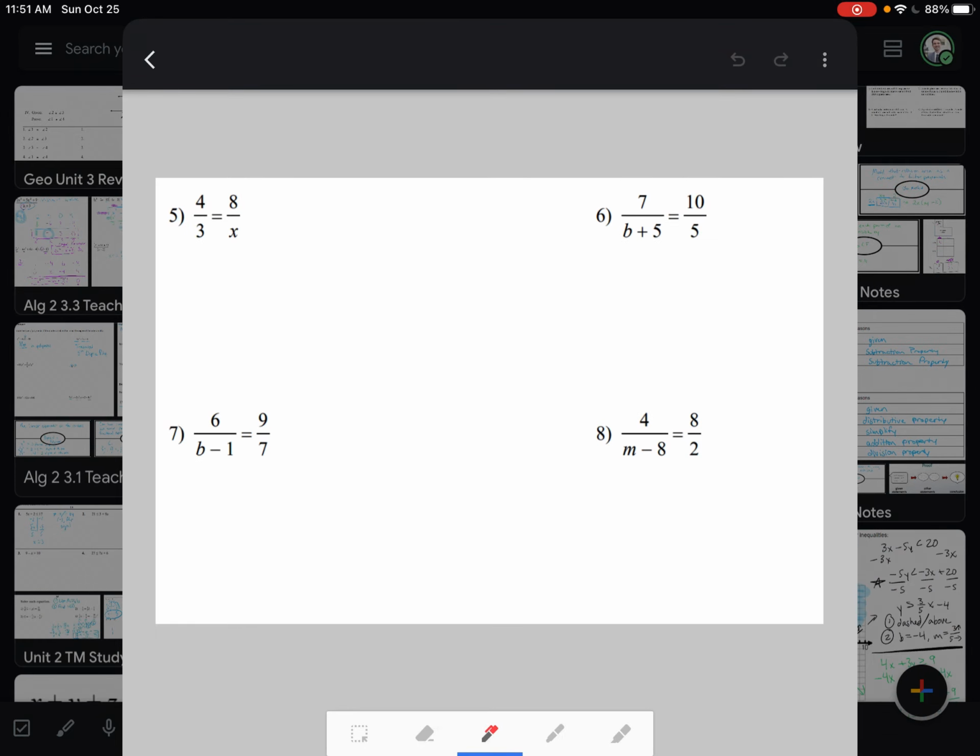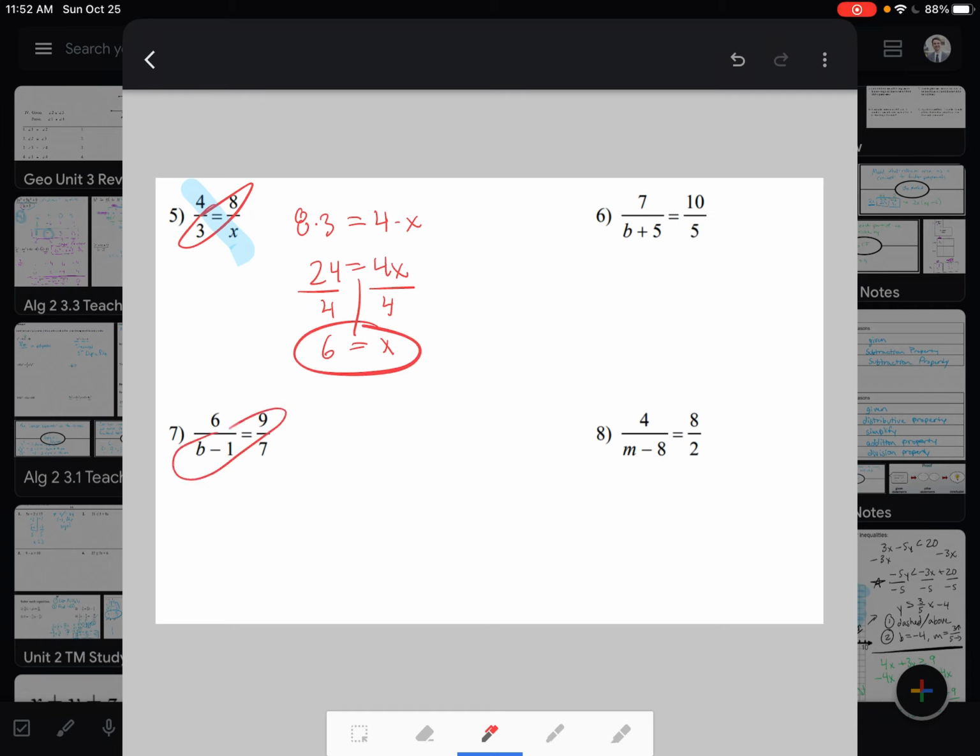All right, next type of questions, we are looking at some proportions. So again, remember, if we have these in a fraction bar already set up for us, we are just looking at cross multiplication and setting those terms equal to each other. So we're going to have 8 times 3 equals 4 times x, or 24 equals 4x, dividing out both sides, and we're left with x equals 6 as the answer for number 5.